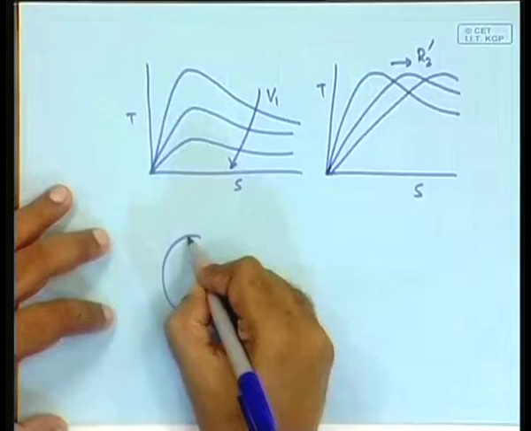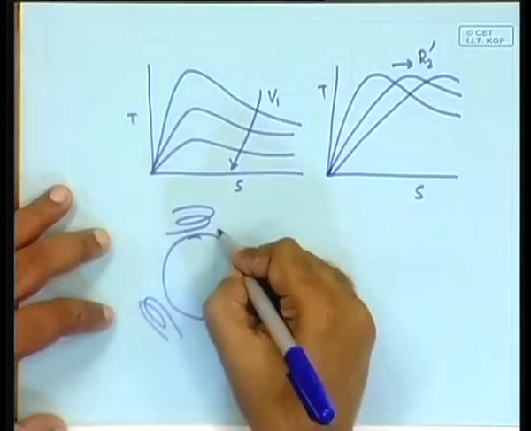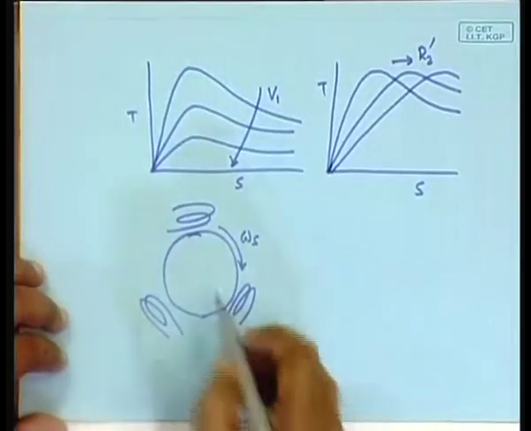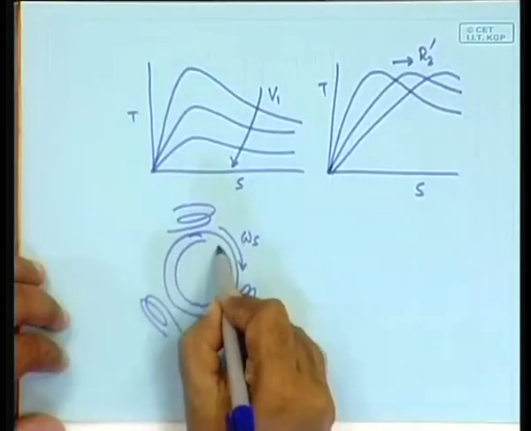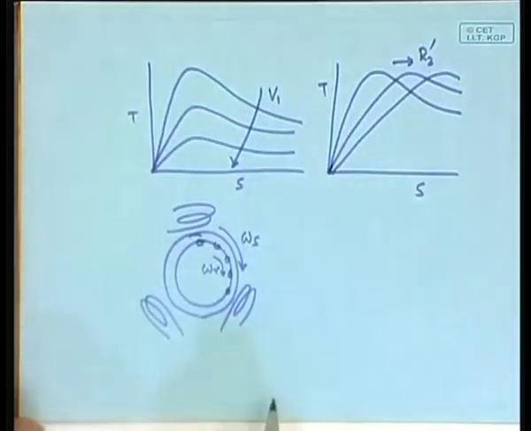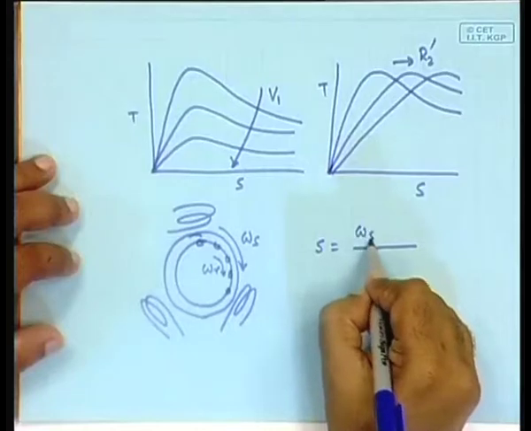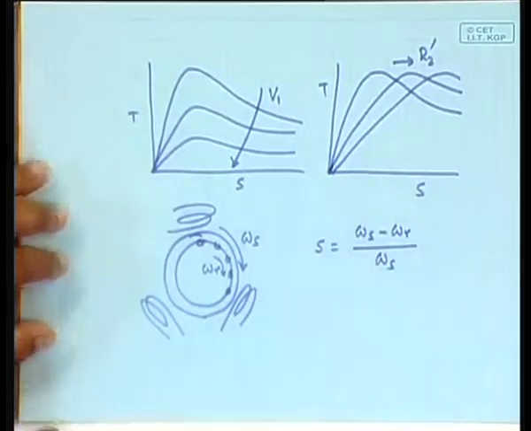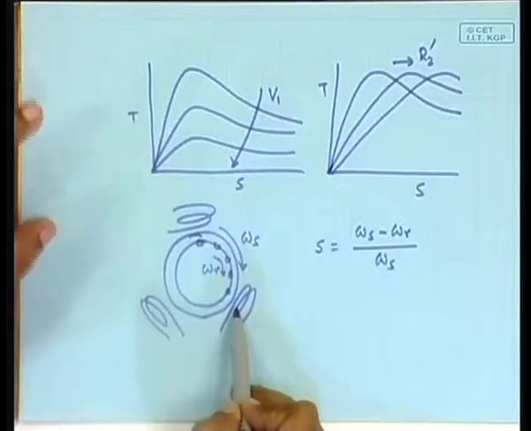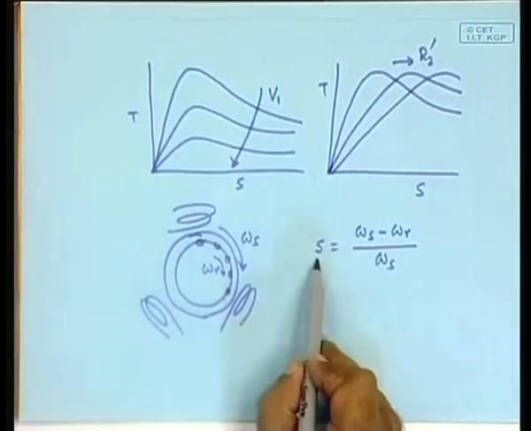If you have the stator like this, the stator has windings like this, which I drew schematically, and I said that the stator field rotates with the speed omega s, and there is a rotor which has conductors, and the conductors are rotating at omega r. And so far we said that the slip is omega s minus omega r by omega s. Now, you had energized the stator, and as a result the rotor was rotating at a speed less than the synchronous speed, and therefore s was a positive quantity.